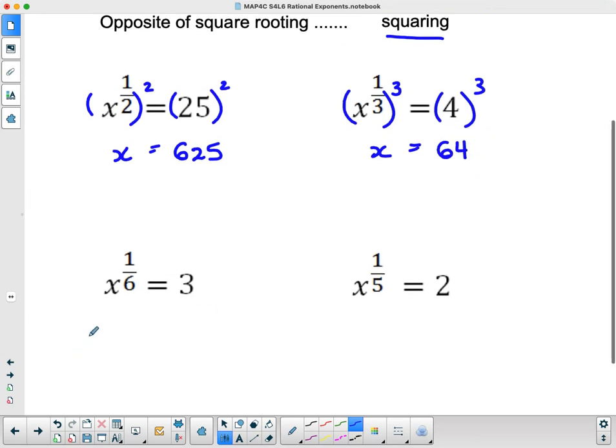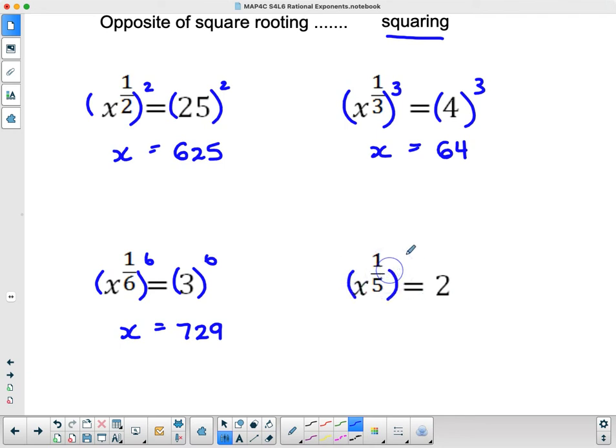This one down here, we're going to raise it to the 6th power on both sides. To get rid of 1/6, we raise it to the 6th. So that's going to be x, and then 3 to the exponent 6 is 729. Over here, raise it to the exponent 5. So I get just an x over here, and 2 to the exponent 5 is 32.